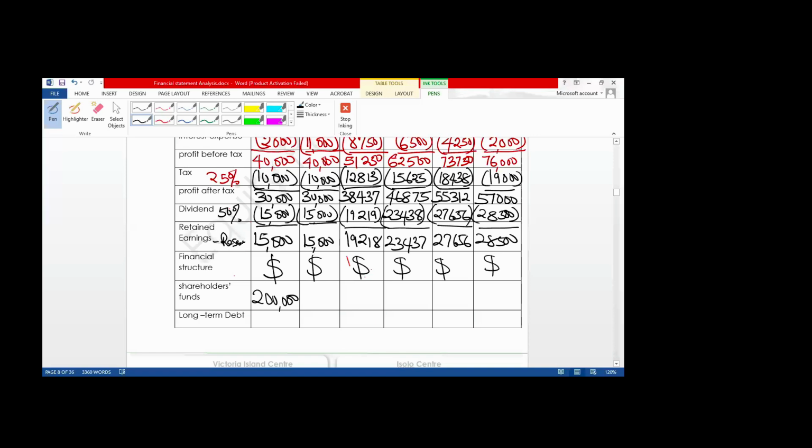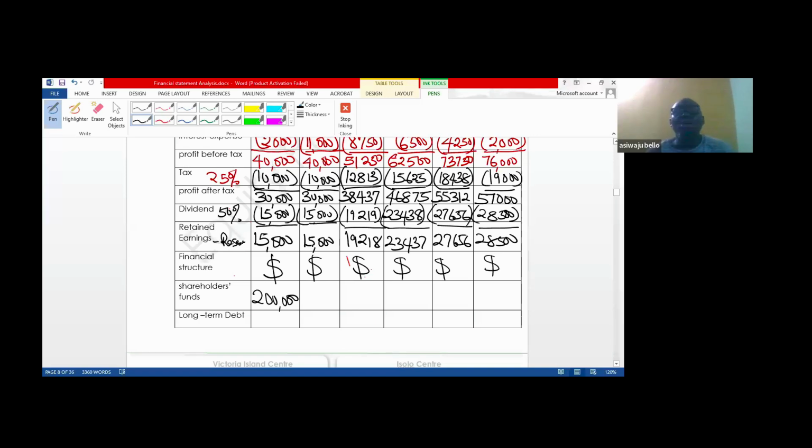Now in year one, our new reserve is now 15,000. That means shareholders' funds in year one is 15,000 retained earnings plus closing shareholders' funds, 215,000. That is shareholders' funds in year one. The additional reserve generated in year one plus the closing shareholders' funds.